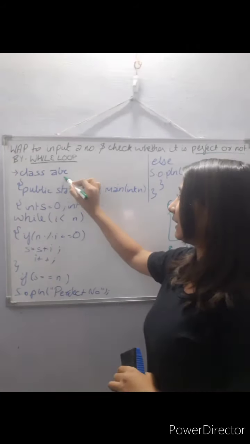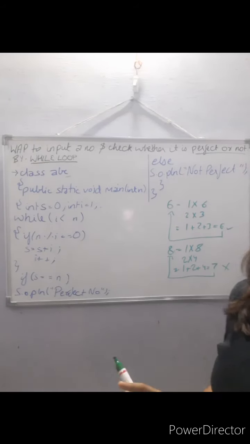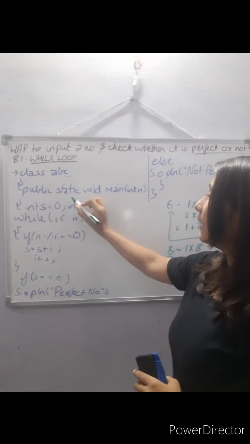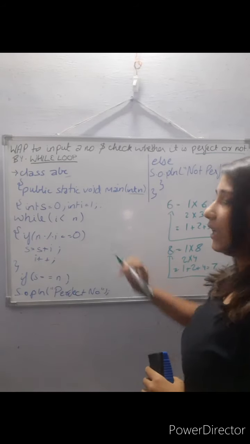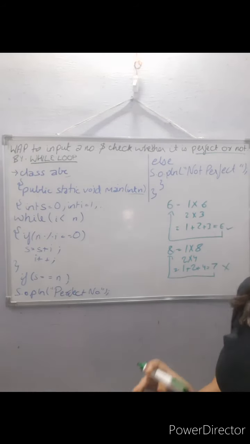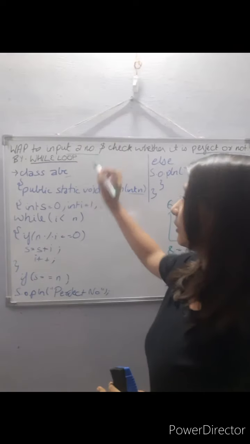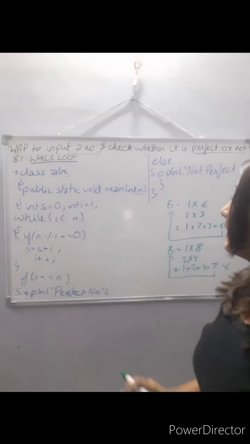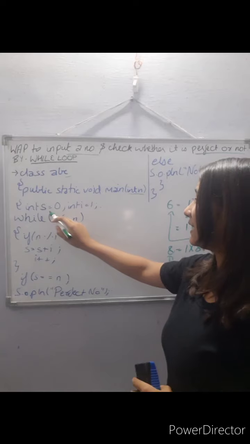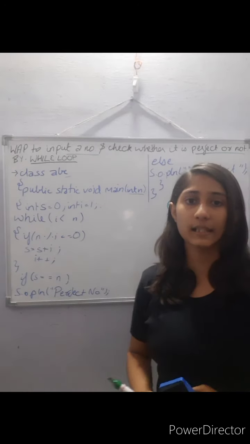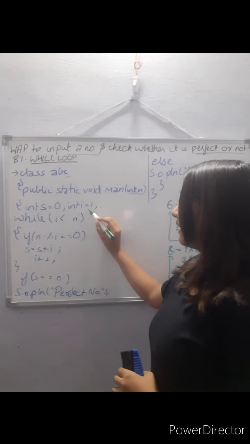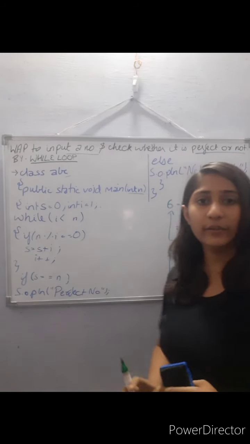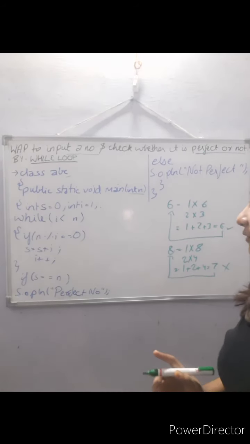So we can take any class name. For example, I've taken class name ABC. Now in public static void main, we are going to initialize int n just because the question is asking the user to input a number over here. Then we are going to initialize s is equal to 0 for counting the sum of the divisors over here, and int i is equal to 1. So the while loop will start running from number 1.